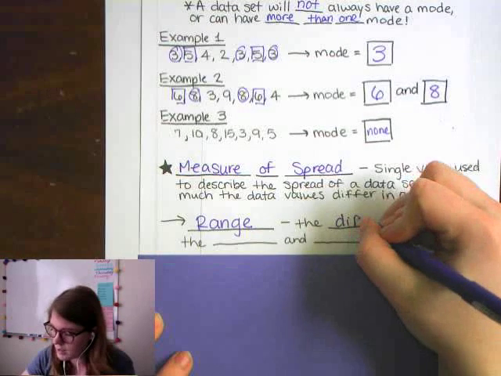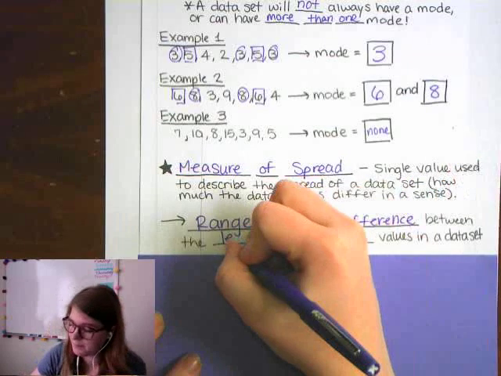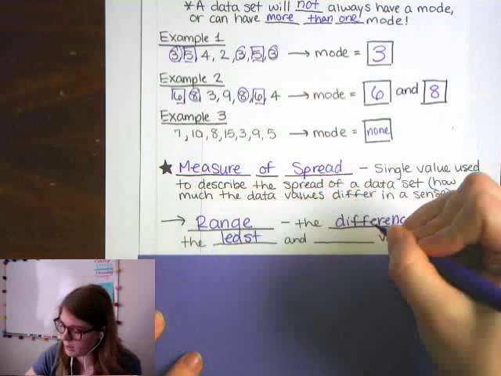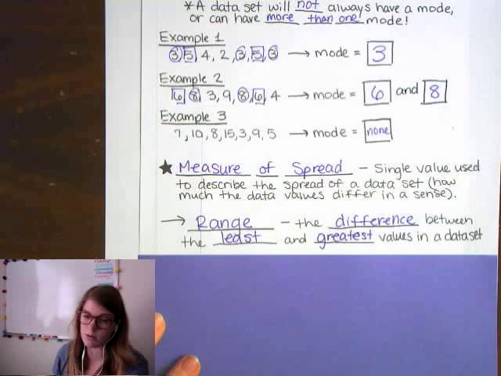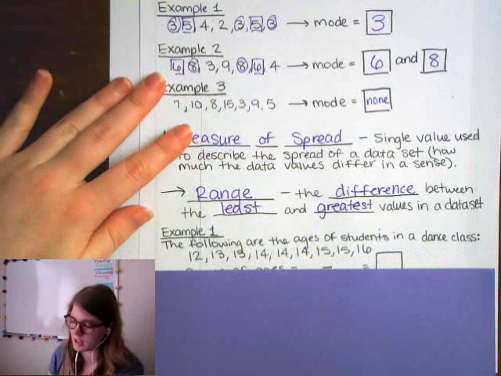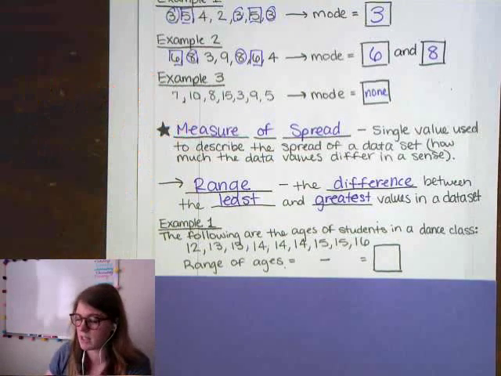So the difference, which we know means what operation? Subtract. Between the least and greatest values in a data set. So we're literally just going to take our data set, find the smallest number, find the greatest number, subtract them, and that's going to tell us our range.